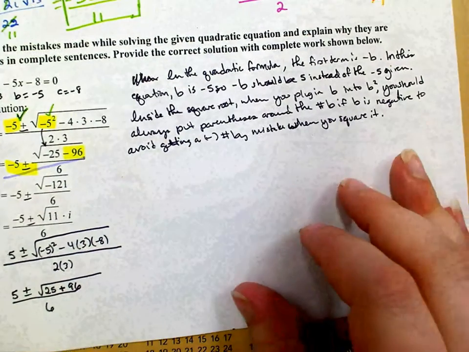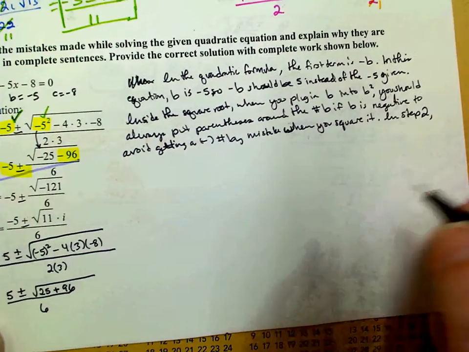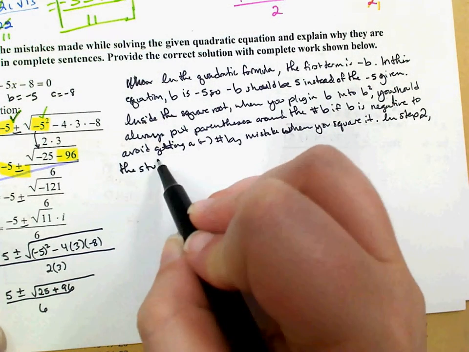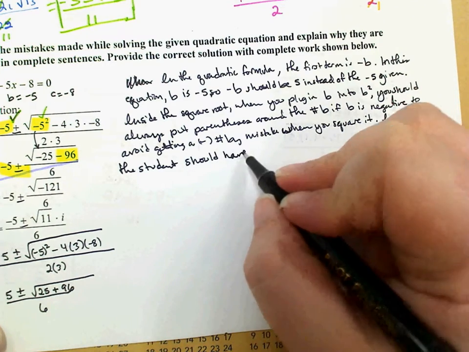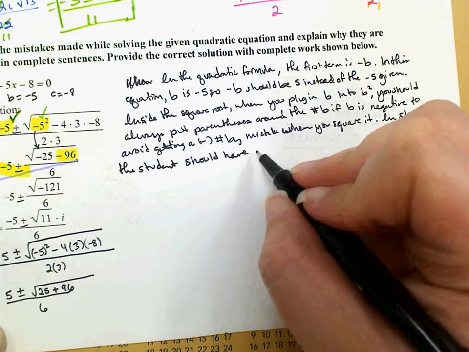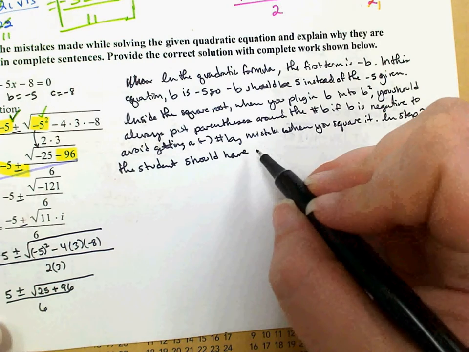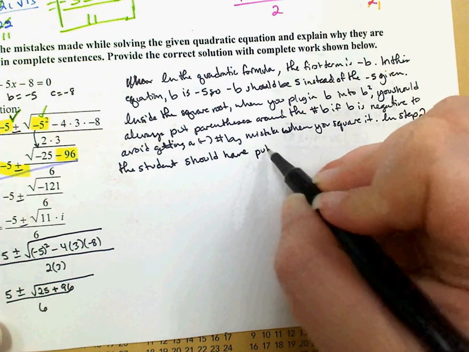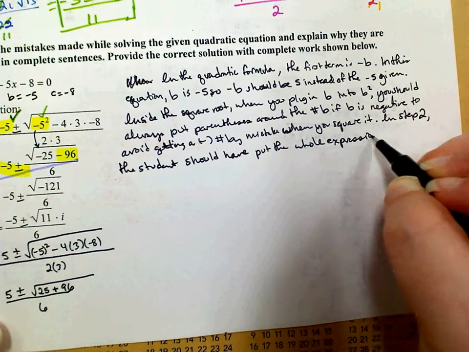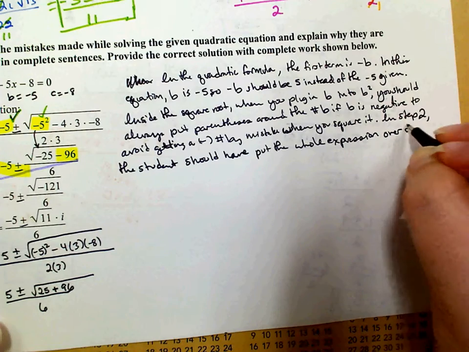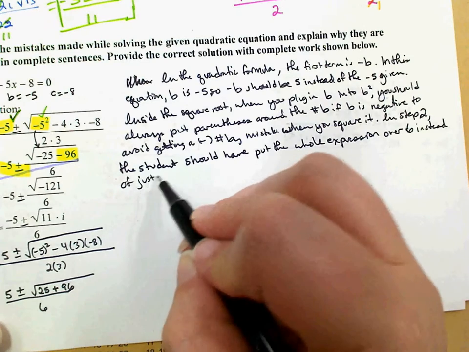Okay? So, I'm going to go ahead and address that. In step 2, the student should have put the whole expression over 6 instead of just the square root.